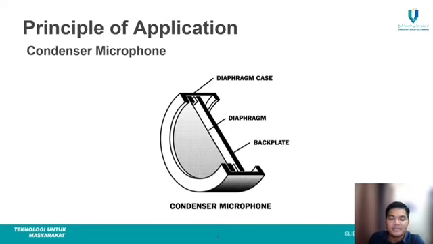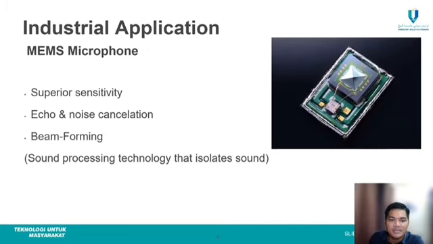This is the condenser mic. The voice coil is replaced with a backplate. The principle of application is the same as the previous one. This is the MEMS microphone. It is super sensitive. It has echo and noise cancellation and it has beamforming.